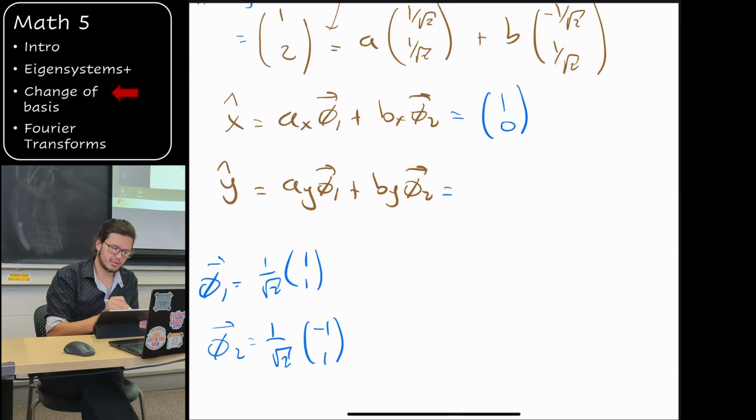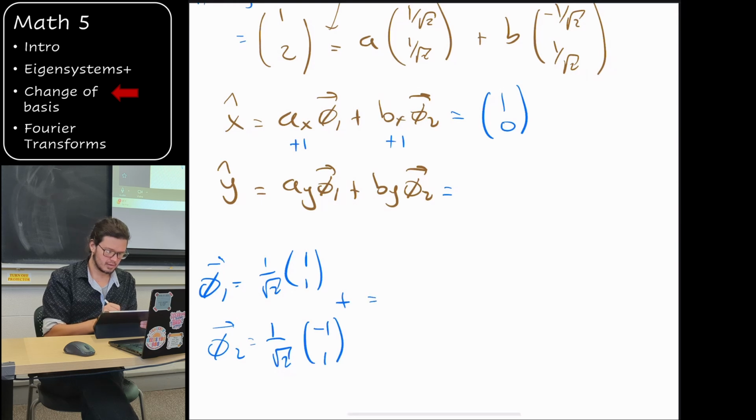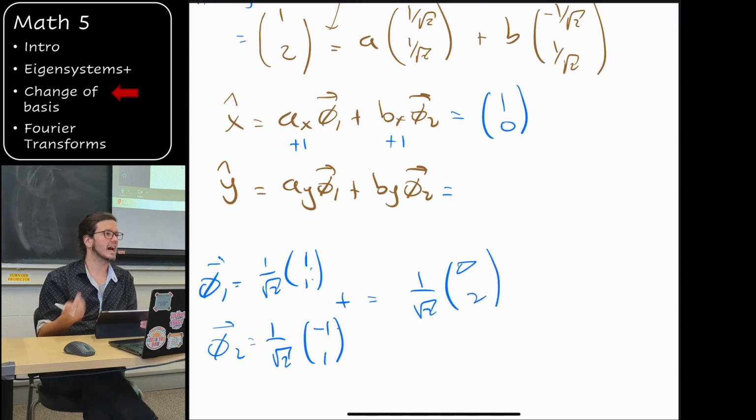So what happens if, for example, you say ax is plus 1 and bx is plus 1? What would you get if you add these two vectors? If you add them, you get 1 over square root of 2. These two ones cancel, so 0, and these two ones add up together, so you get a 2. That looks like y hat with some weird factor, so that doesn't work. That will work for the second case, but for this one doesn't. What can you do if you don't add them?